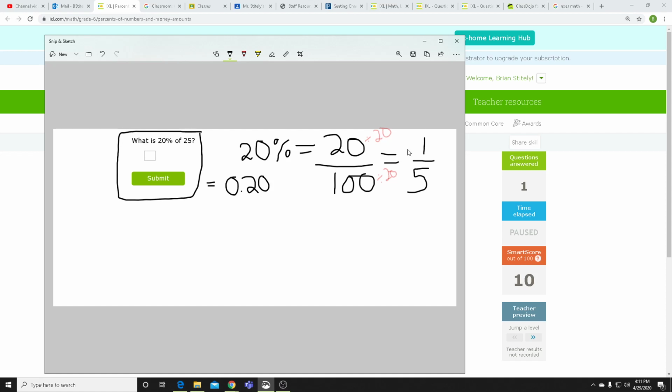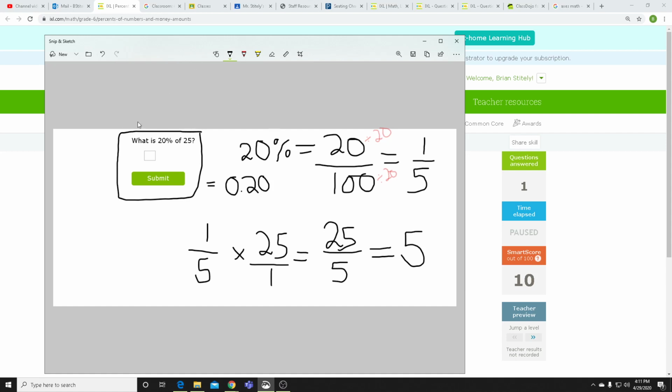And if you do the same trick, you take this as a fraction, and you go ahead and multiply, well, you're going to get 1/5 times 25, or if you want 25 over 1, if that's a little easier. 1 times 25 is 25. 5 times 1 is 5. 25 divided by 5 is 5. So you can see we got the same answer using fractions as well.